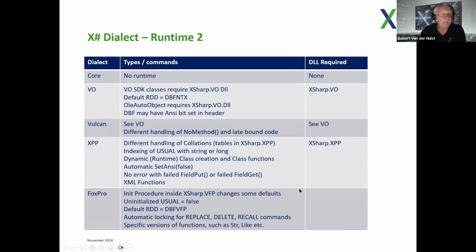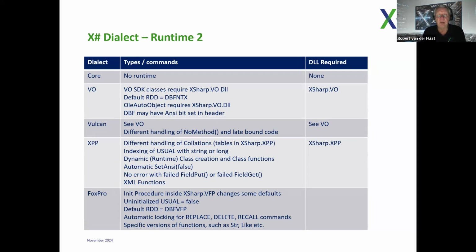Finally, the Fox Pro assembly. There's a startup code in the Fox Pro assembly that changes some defaults. And I think the biggest default is that an uninitialized usual, which is basically the type of variables without a type, is different in Fox Pro from the other languages. In Fox Pro, uninitialized variables have a value of false, whereas in all the other dialects, uninitialized usuals have a value of nil. And nil is something like nothing, and false, well, it's logical.